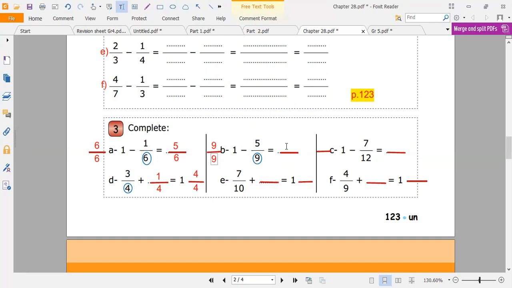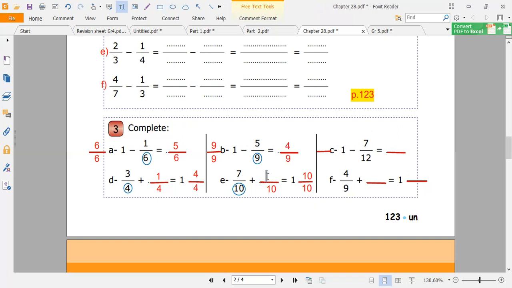We subtract the numerators. 9 minus 5 is 4, and the denominator remains the same. It is 9. 7/10 plus a fraction is equal to 1. The total is 10 because the denominator is 10. So the 1 is 10/10. It is all parts over the total. Now, the denominator remains the same, and 7 plus what equals 10?